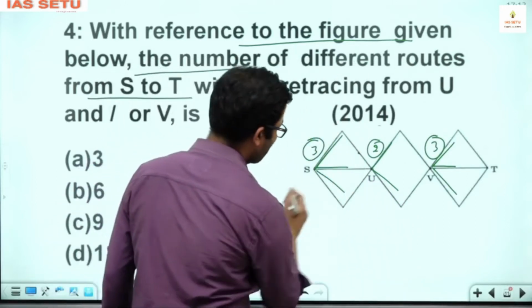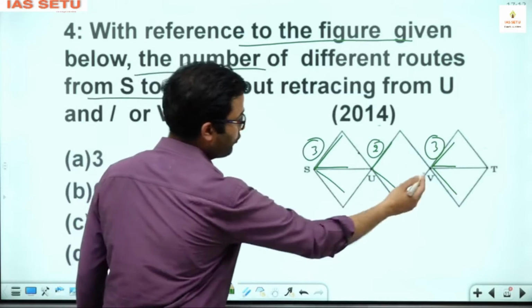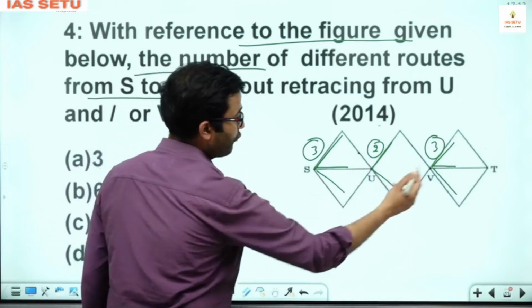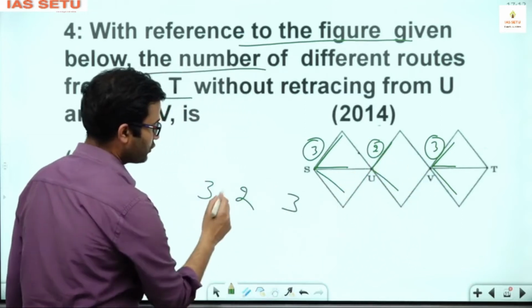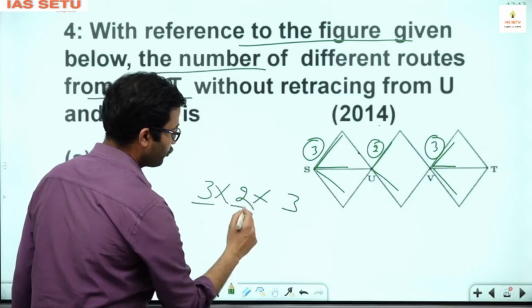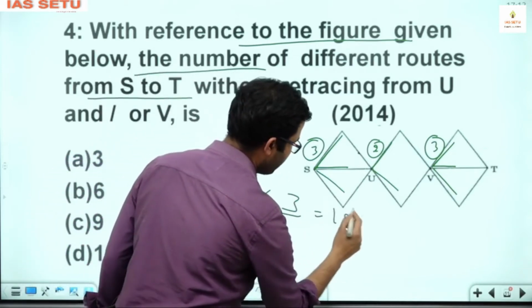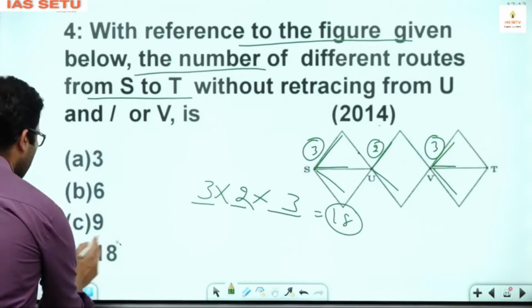So from S to U, we have 3 routes. From U to B, we have 2 routes. From V to T, we have 3 routes. Multiply. So 3 into 2, 6. 6 into 3, 18. So here the answer is D.